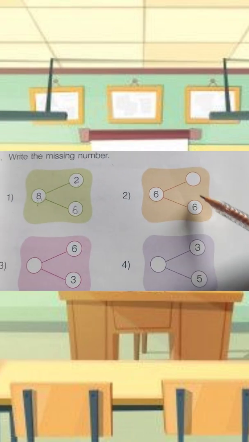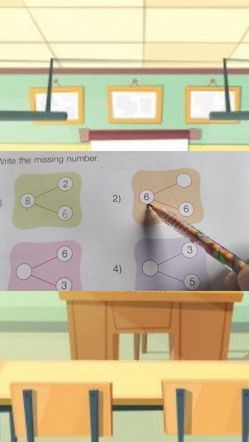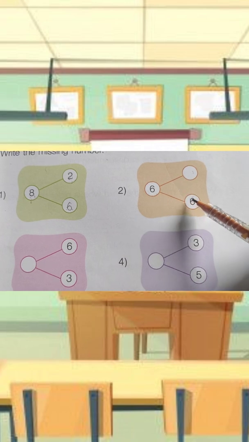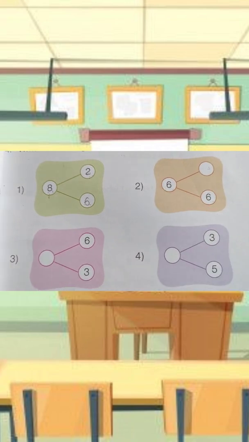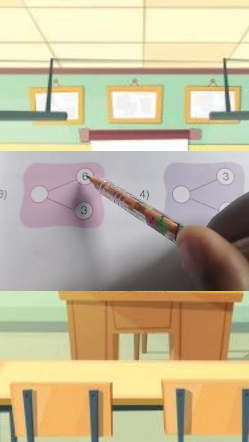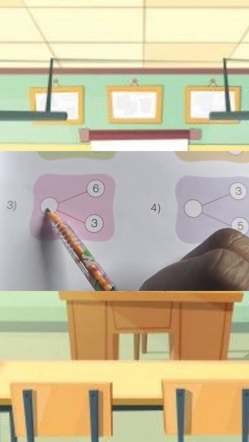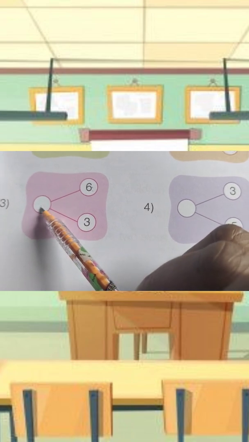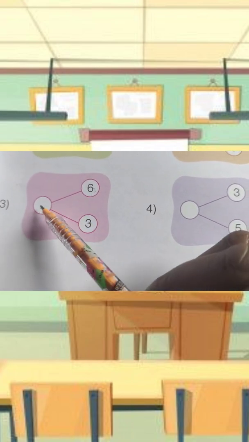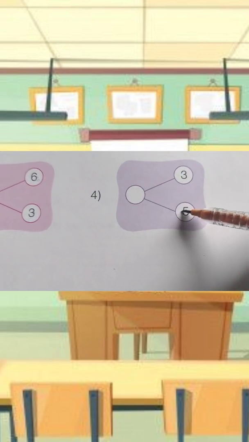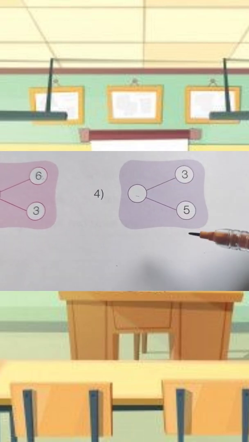So you will do the same here. You have 6 and you have 6. So 6 plus what number will give you 6? You come at number 3. 6 and 3. 6 plus 3 will give you how much? What number? What is the sum of 6 plus 3? You write it here. What is the sum of 3 plus 5? You write it here, okay?